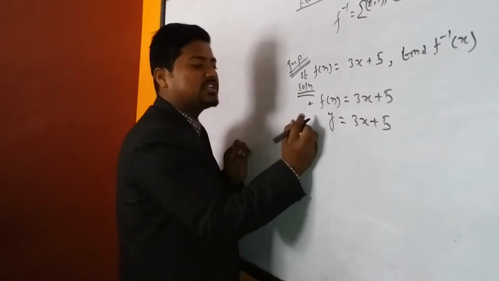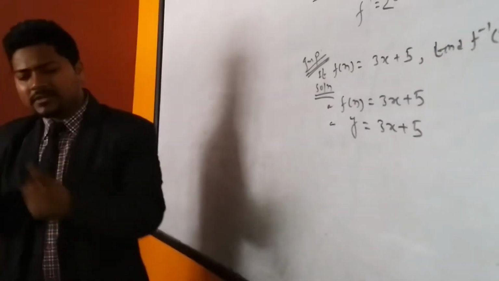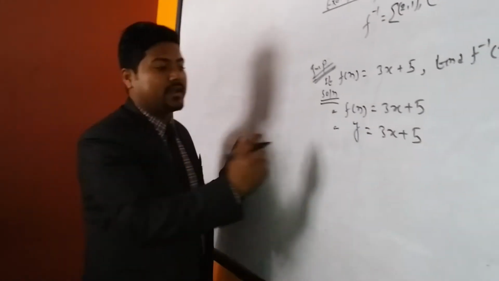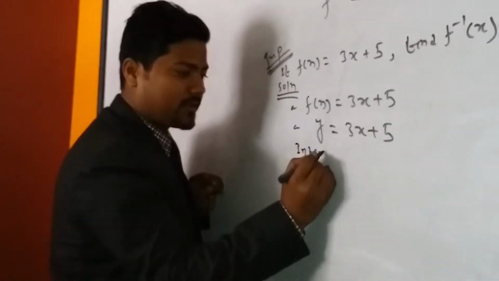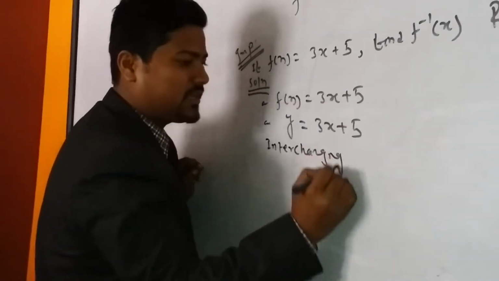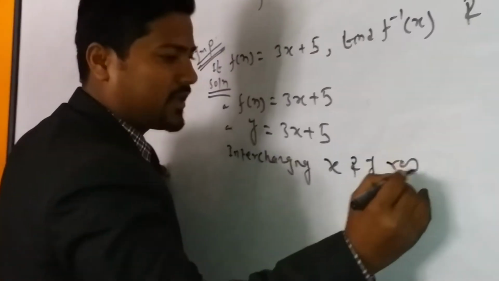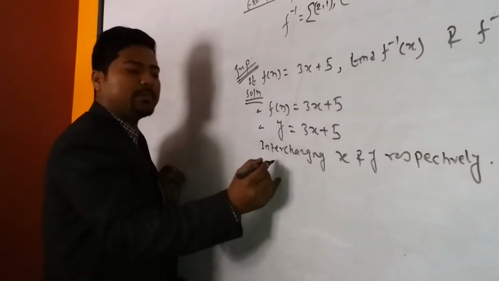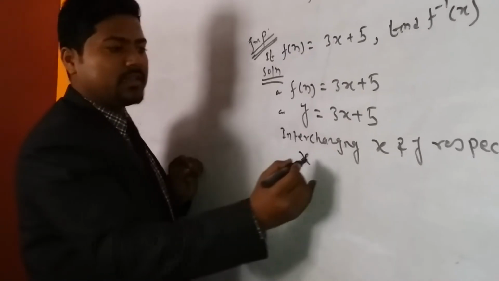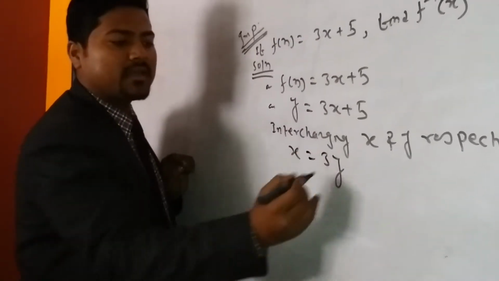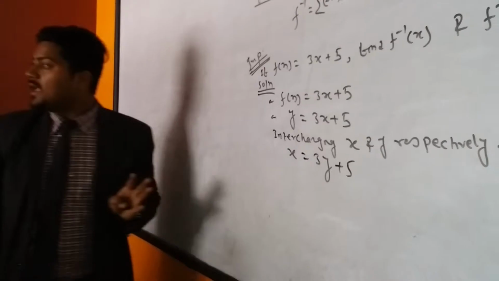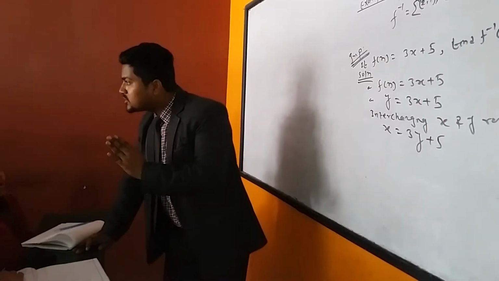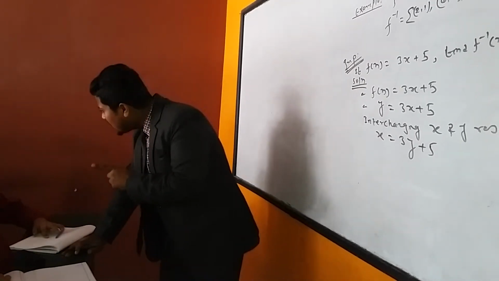Then write one statement here: interchanging x and y respectively. To find the inverse function we have to interchange x and y, that is, domain and range. So in place of y we write x, and in place of x we write y. So x is equal to 3y plus 5. And then you have to find y is equal to. That is the inverse function.